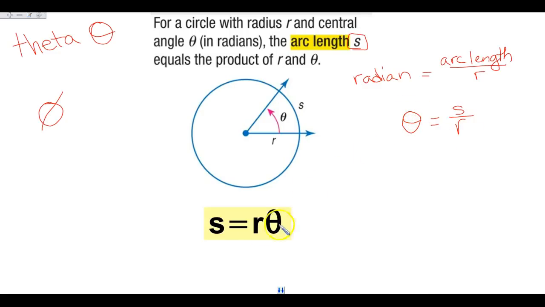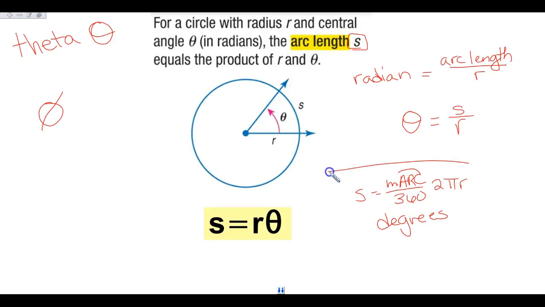So if I multiply both sides by r, I get that my arc length is my radius times the angle measure in radians in this case. Remember that if you are given the angle measure in degrees, you're using the measure of the arc over 360 times 2 pi r. This is your arc length for degrees. This is going to be your arc length formula for radians.